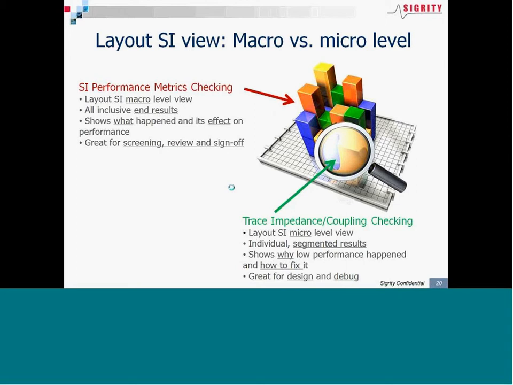Trace and coupling checking is layout SI micro-level view. It's individual in the geometry and it's a segmented result. It shows why a certain low performance happens and how to fix it. This is great for design and debug.